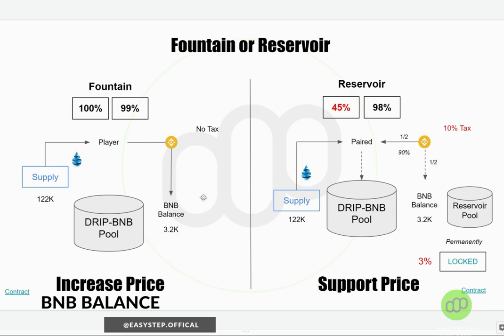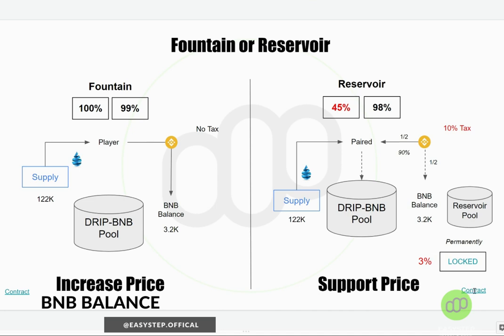Now, one thing I want to show you here is that if you were to look at the contract for the fountain, you will see that there is a BNB balance. However, if you were to look at the reservoir contract, there is not a BNB balance because the BNB that is added to reservoir is being added to the fountain. There is no separate BNB balance for the reservoir. So let's go ahead and go to the reservoir contract.